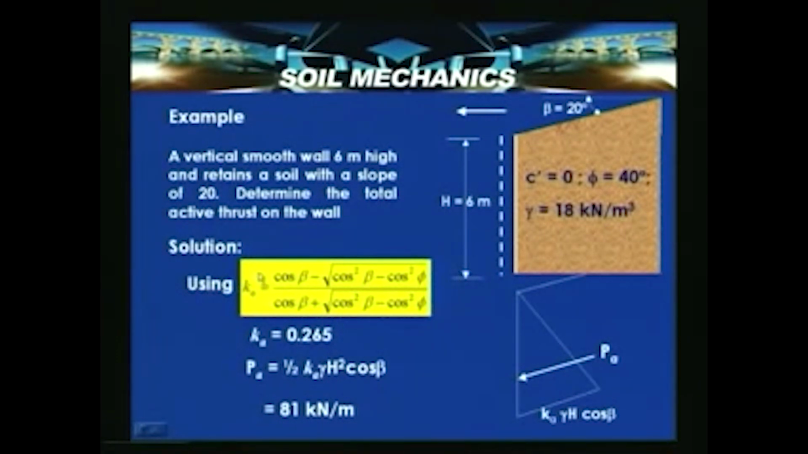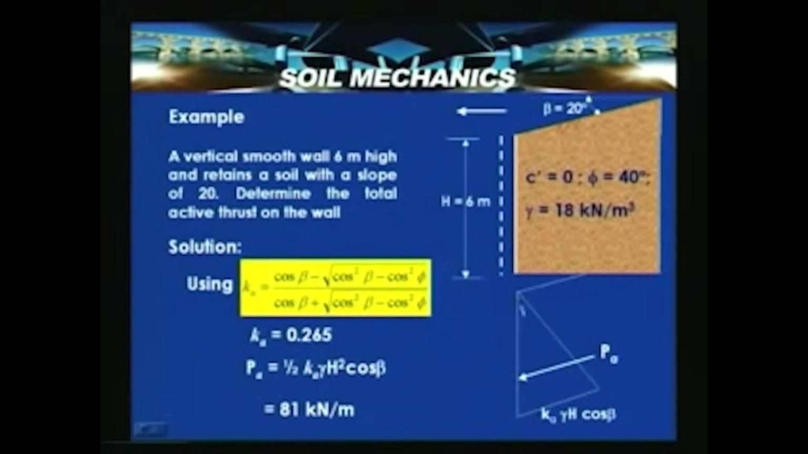In the previous class we discussed Ka is equal to cos beta minus root over cos square beta minus cos square phi, divided by cos beta plus root over cos square beta minus cos square phi. By using this we can get Ka is equal to 0.265. By using Pa is equal to half Ka gamma h square cos beta, we will be able to get the active thrust on the wall. This is how you can solve analytically. The same solution can also be done by plotting the Mohr circle diagram, which we will see in the next slide.